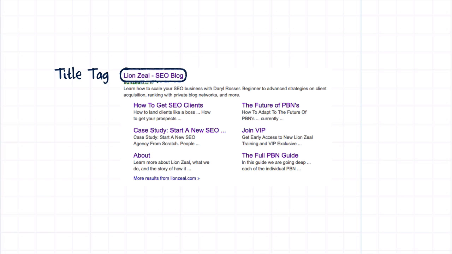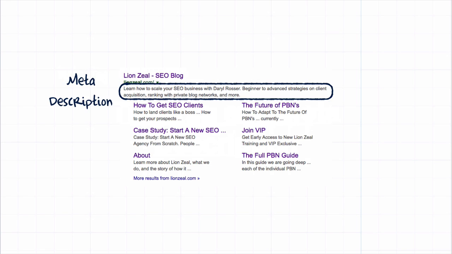So the title tag is basically the title that comes up when someone searches something. So in the SERPs, when your website comes up, as you can see in this one, the title is Lion Zeal SEO blog. That's what the title is. You can customize this on every single page with a little bit of code. But let me show you what a meta description is first.